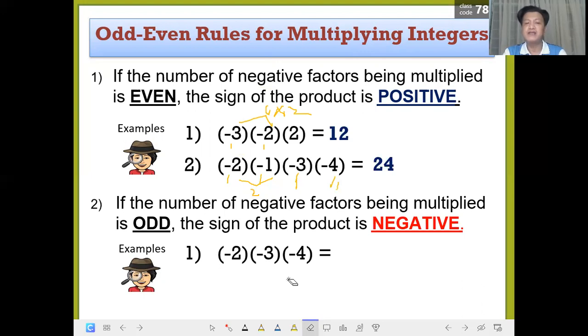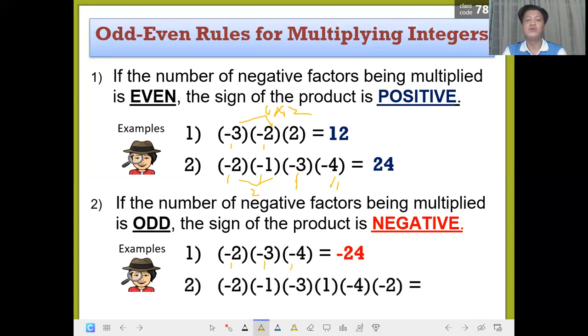Okay, example natin, number 1, negative 2 times negative 3 times negative 4. Kung titignan natin, ilan ba yung merong negative? Bilangan natin 1, 2, 3. Tanungin natin ang sarili natin, ang 3 ba ay odd or even? Since 3 is not divisible by 2, therefore this is odd. Kaya makikita natin ngayon na negative ang sign ng product natin. Kaya you have to multiply 2 times 3, that is 6. Tapos 6 times 4, 24. Since odd ang bilang ng negative factors natin sa given, we can say that this is negative 24.